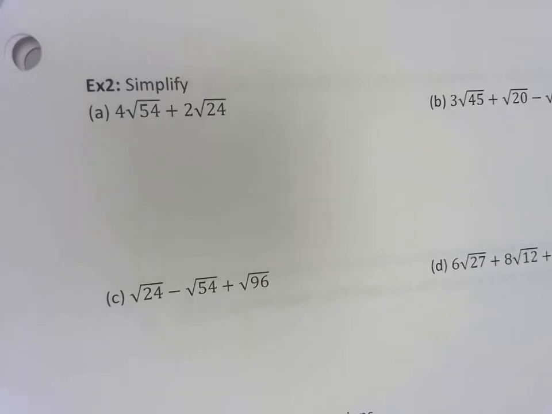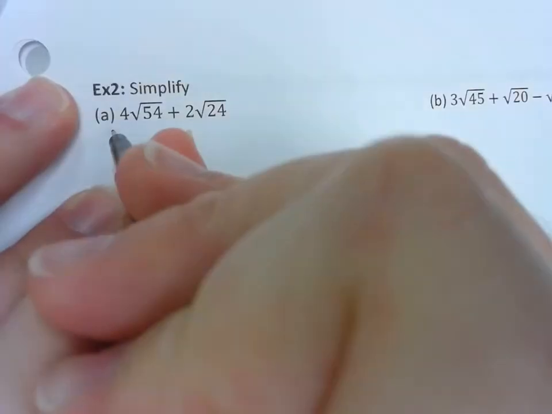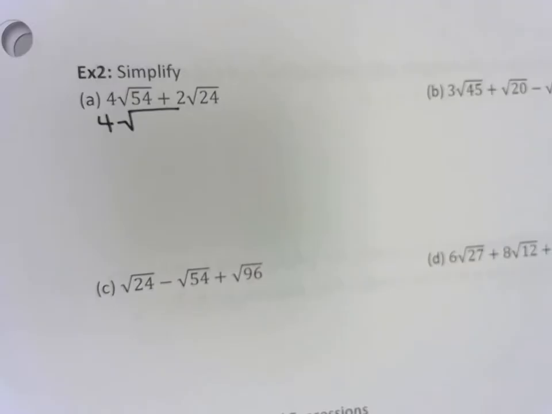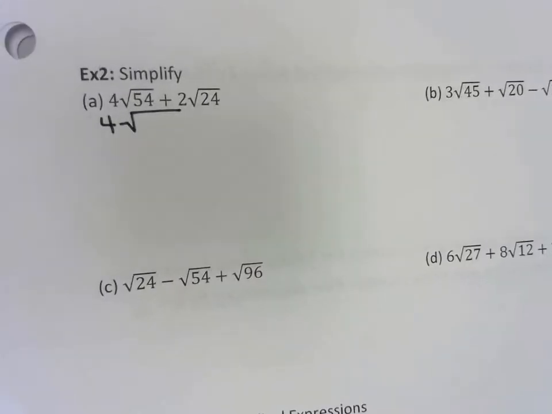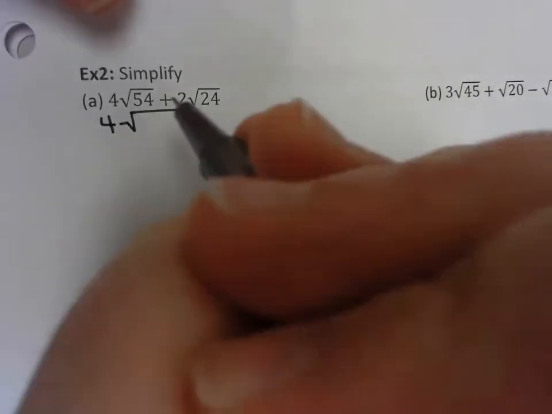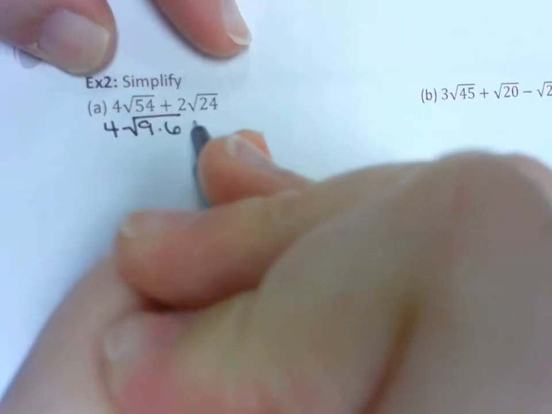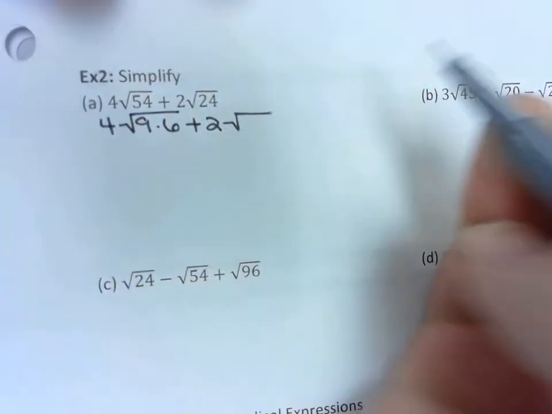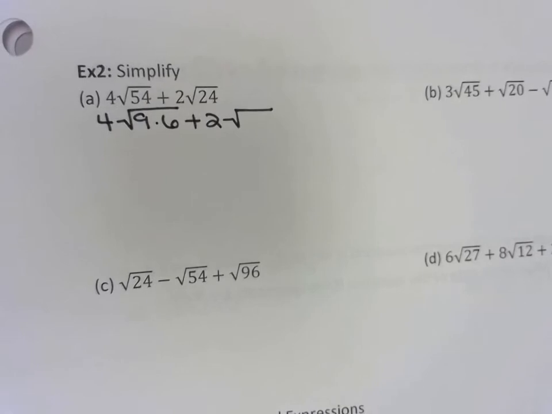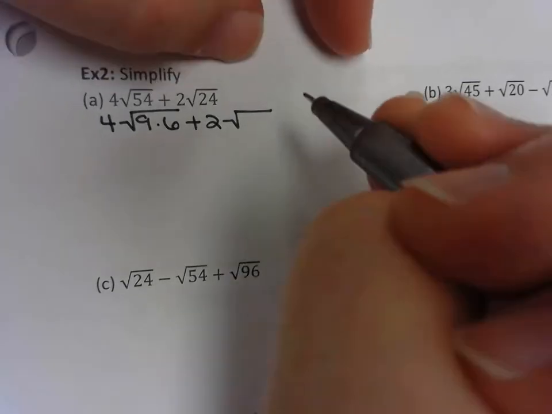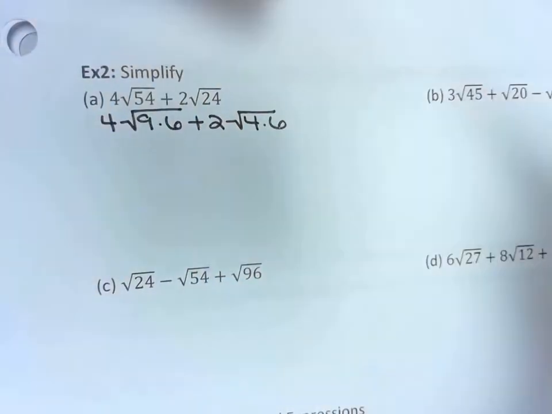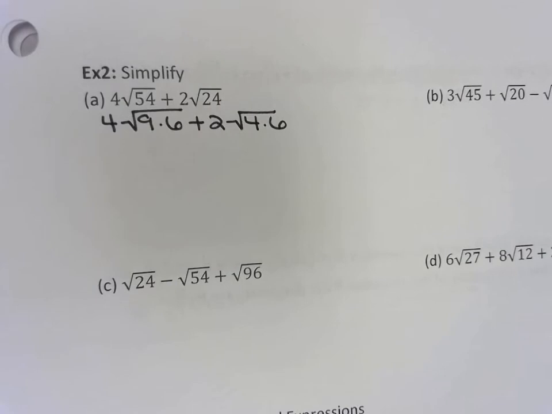As I look at example 2A, we need to make sure 54 is simplified. What I mean by that is, what is the biggest perfect square that can go into 54? Like we did Monday, you can start taking 54 and dividing by perfect squares. The biggest perfect square that will go into it is 9, so I'm going to rewrite that as 9 times 6. Plus 2 square root of, same thing with 24. What is the biggest perfect square that goes into 24? It is 4, so we're going to rewrite it as 4 times 6. So we are simplifying like we did Monday, finding the biggest perfect square that goes under the radical.